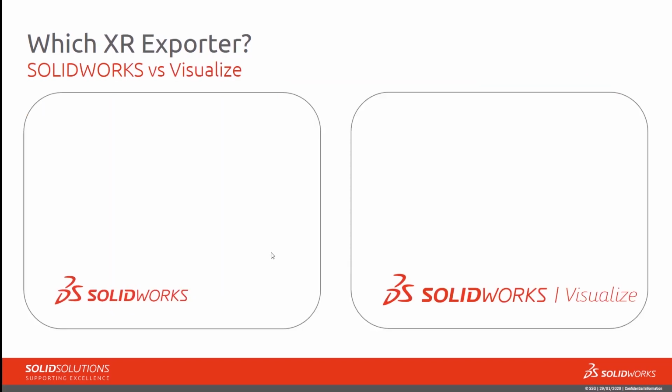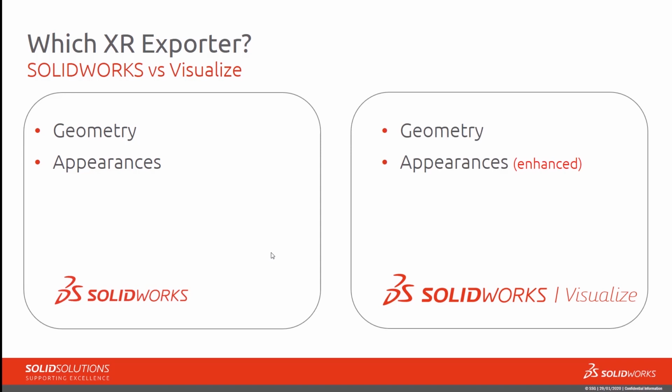So I mentioned earlier you can also export via SOLIDWORKS using the XR exporter. So what are the differences between the two? Well, SOLIDWORKS will let you export the geometry and the appearances. Visualize will let you export the geometry and the appearances with more detail, for example, in our case, that bump map being applied to the appearance. Also cameras and animations, and that's for Visualize Professional only.